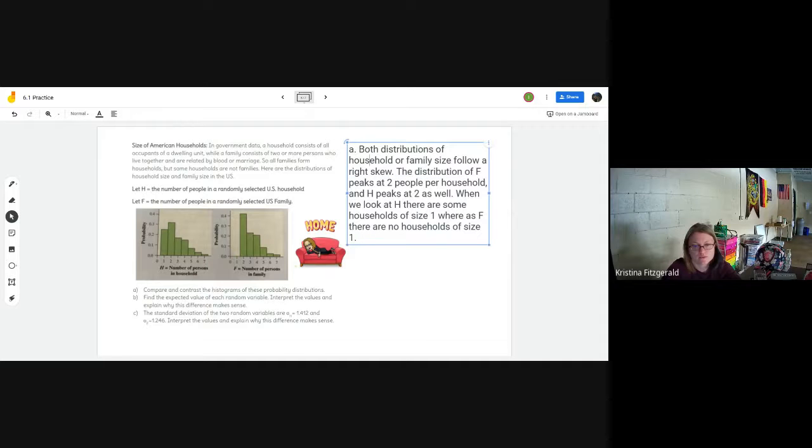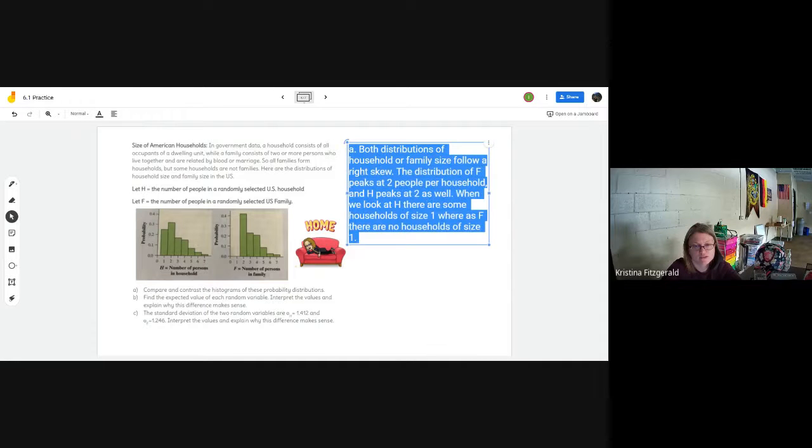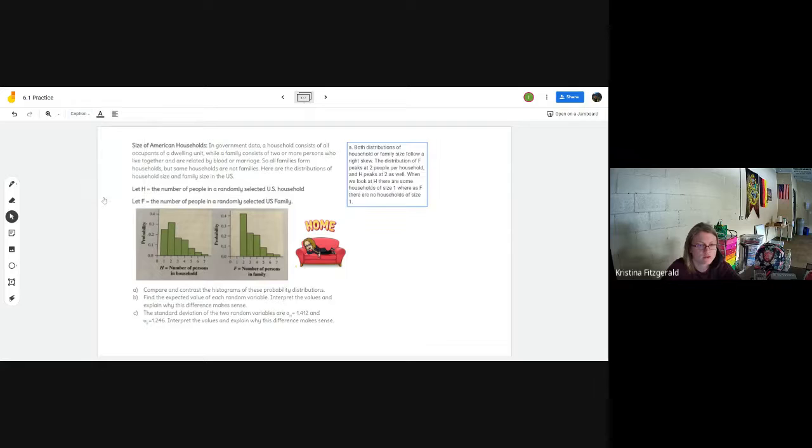So that's kind of what you want to do. It's just a basic compare and contrast. Your two things you're looking at usually are where you're peaking and what your shape is. So we want to find the expected value for each of the random variables. We're going to interpret the values and explain why the difference makes sense. So I'm going to show you how to set this up and then explain the difference.